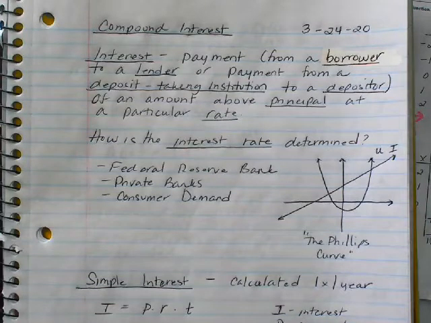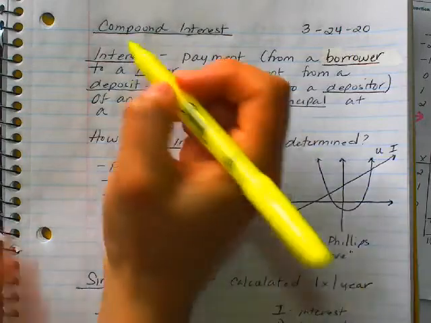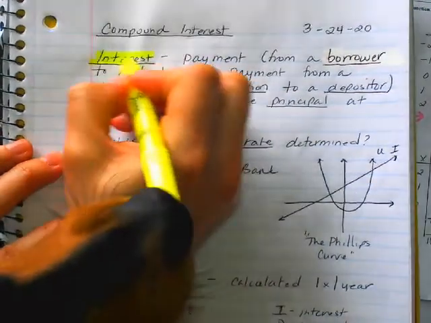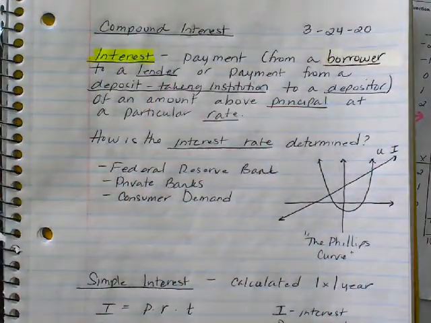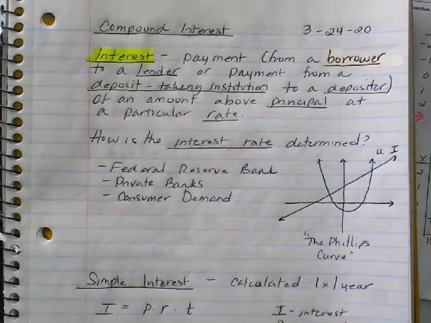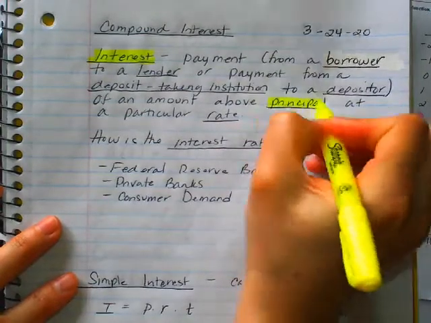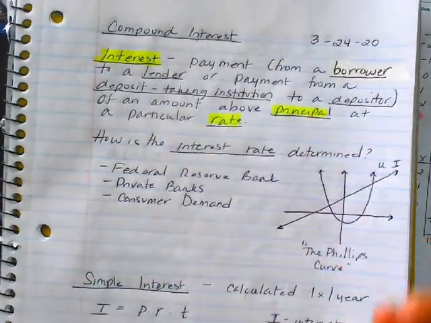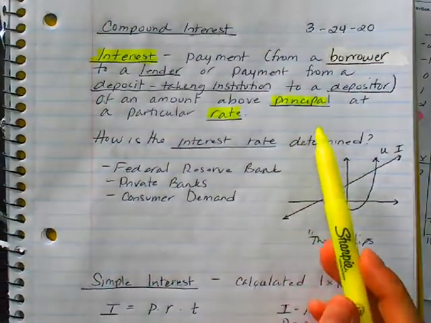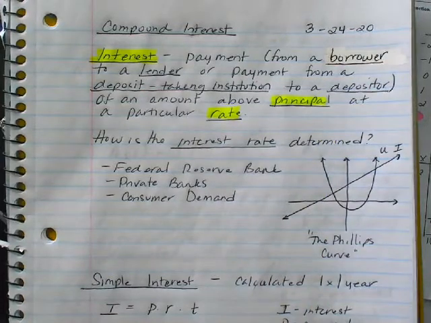So first of all, let's get some vocab out of the way. Definition of interest: a payment either from a borrower to a lender or from a deposit-taking institution like a bank to a depositor. It's an amount above the principal at a particular rate. There's a whole bunch of other vocab in here that we need to unpack as well. Principal is the original amount of either an investment or a loan, what you take out from the bank or what you put in the bank.